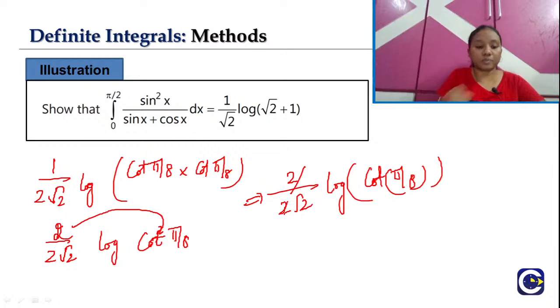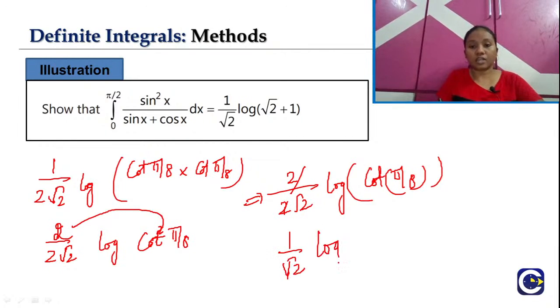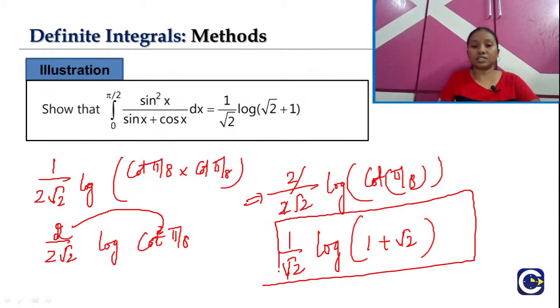And 2 and 2 will get cancelled and we'll have 1 by root 2 log cot pi by 8, and the value of cot pi by 8 is equal to 1 plus root 2. So it's direct. This is our final answer after the integral, that is 1 by root 2 log of 1 plus root 2. Okay, even Arun has solved it.